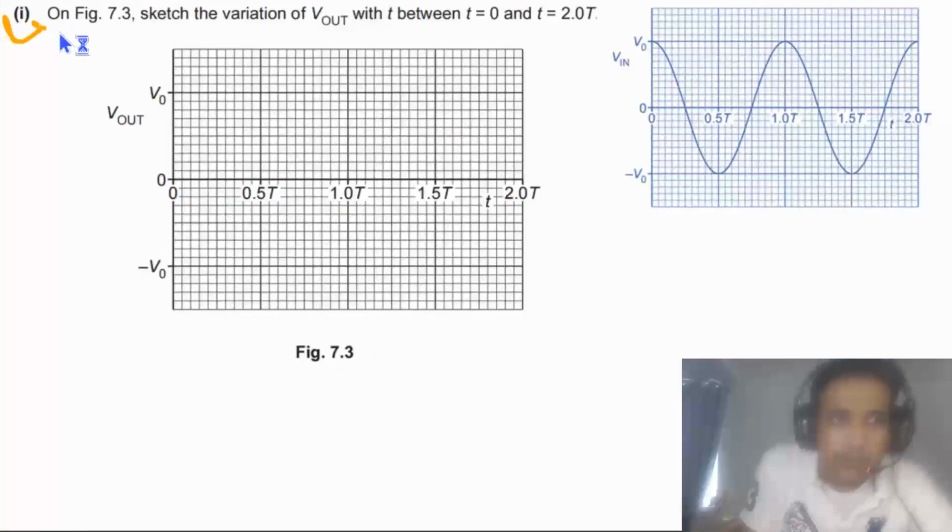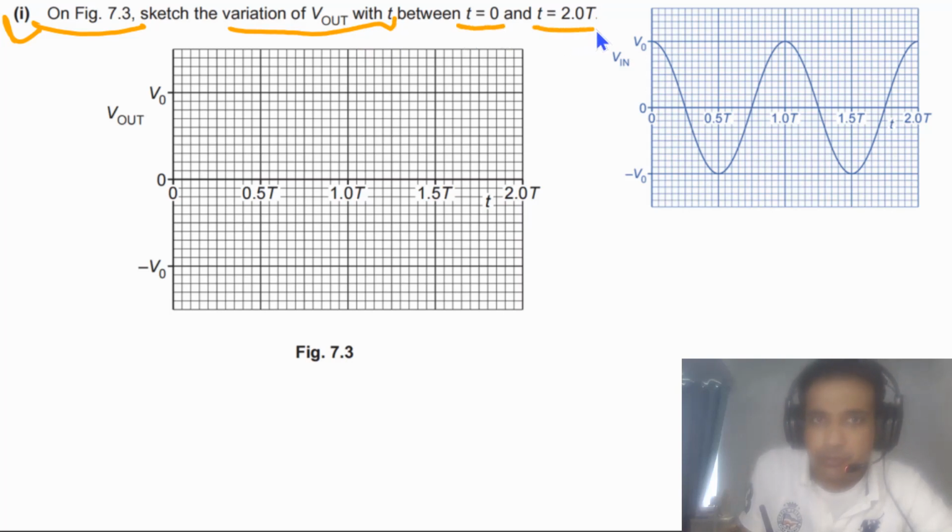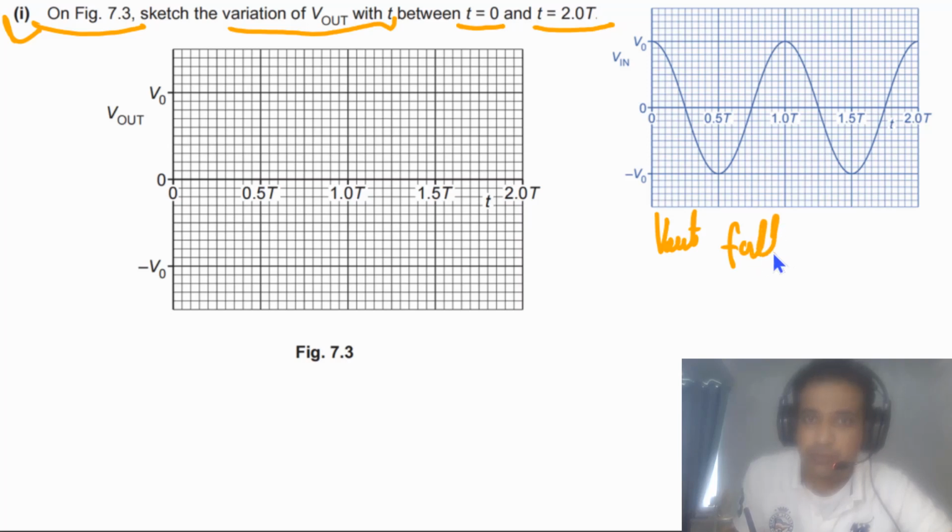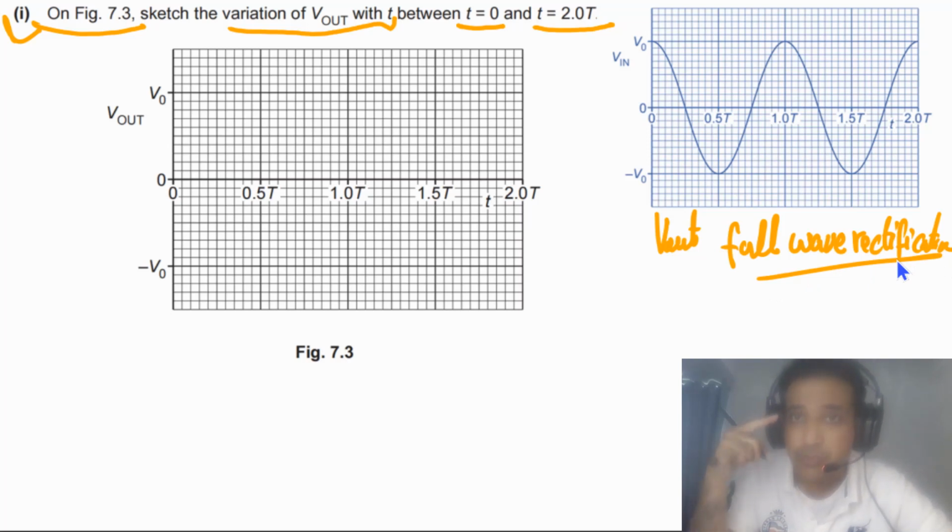For part B1 on figure 7.3, we need to sketch the variation of V out with T between T equal to 0 and T equal to 2.0 capital T. Capital T is representing the time period. We have already discussed, in this case we are using bridge rectifier. So V out is full wave rectification.